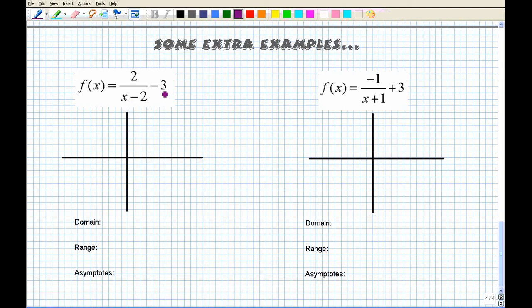This minus 2 means we're going to the right 2. And then as far as the y values go, this 2 on top means we are going to stretch it vertically by a factor of 2. And then finally, this minus 3 means that we're going to go down 3. So one way you could do this is to start out by putting your parent points on the graph.